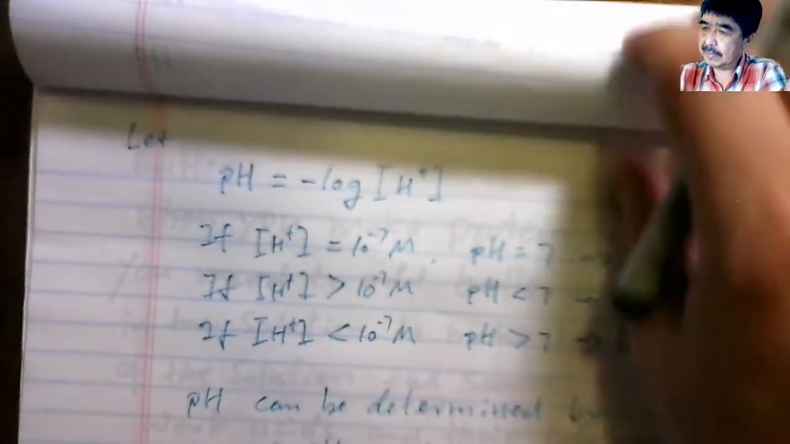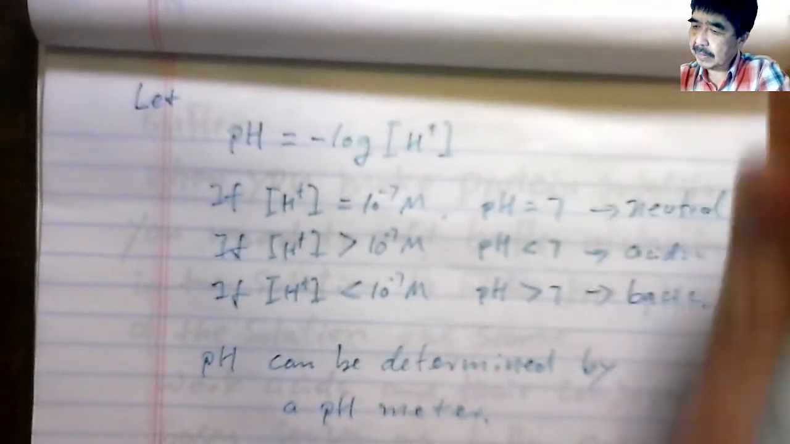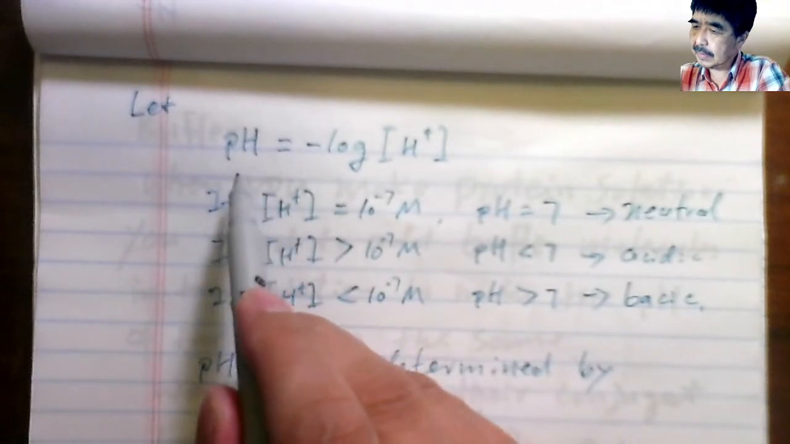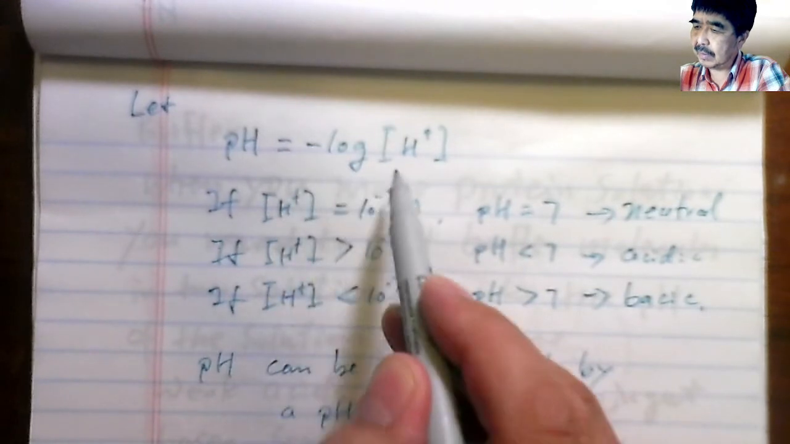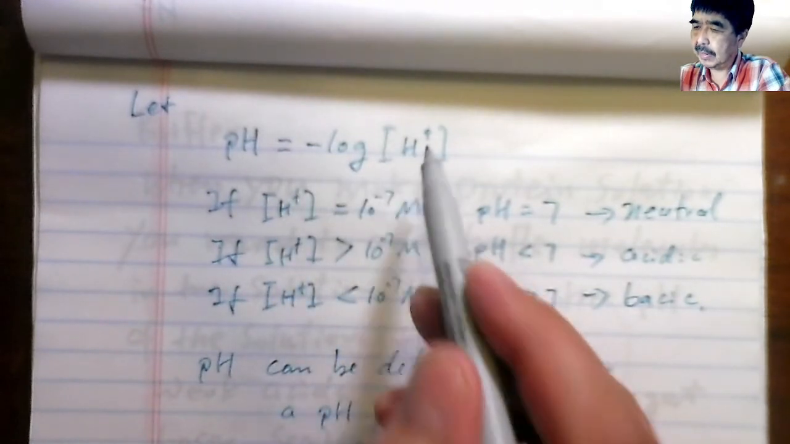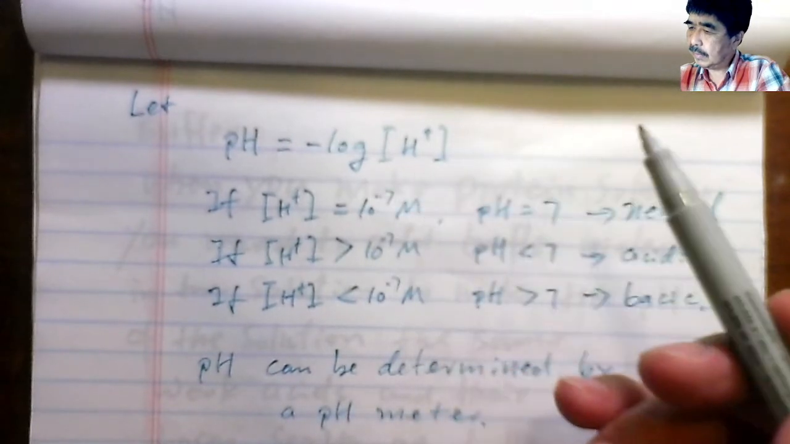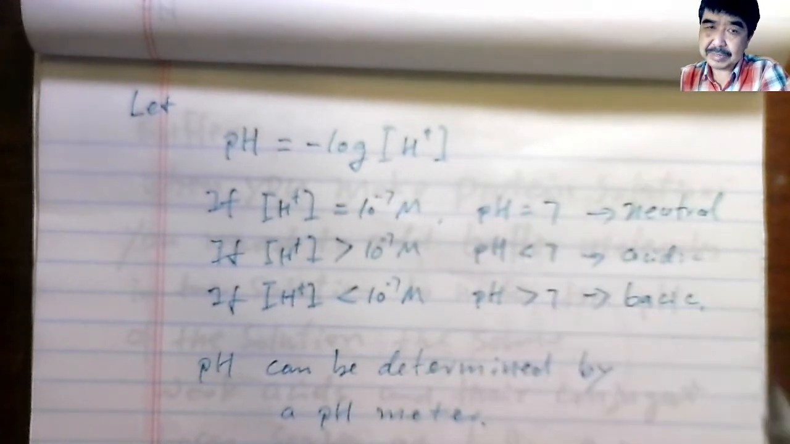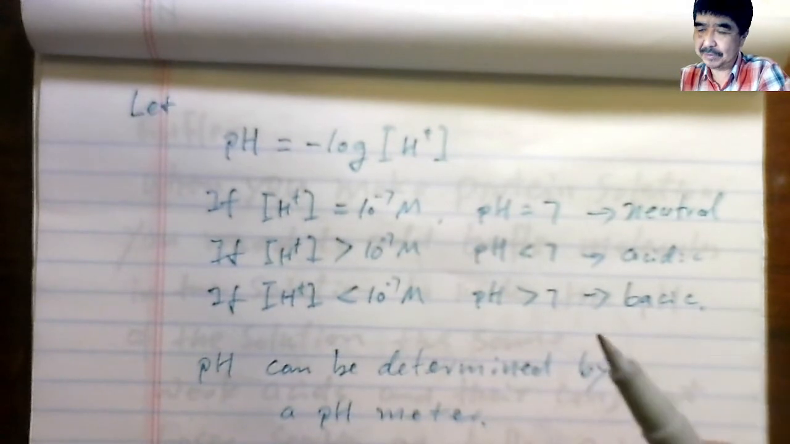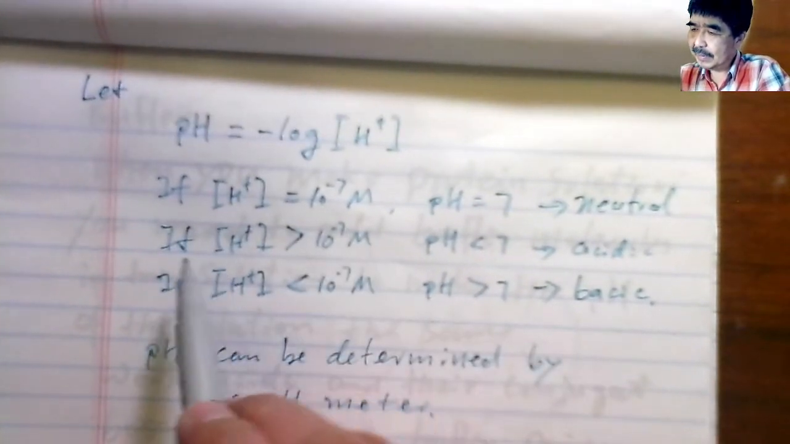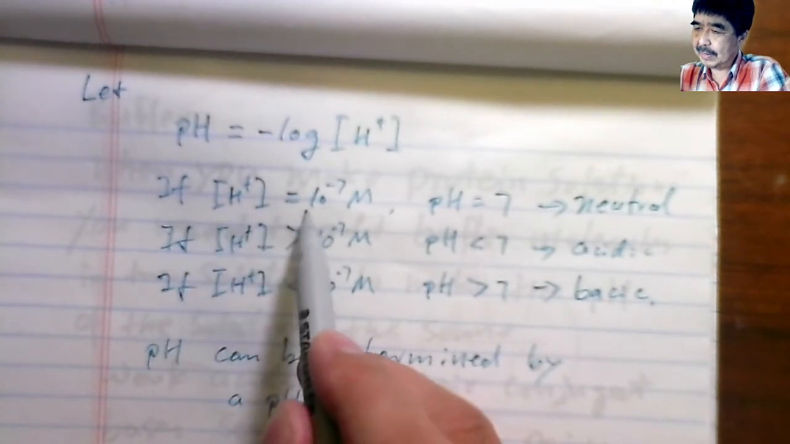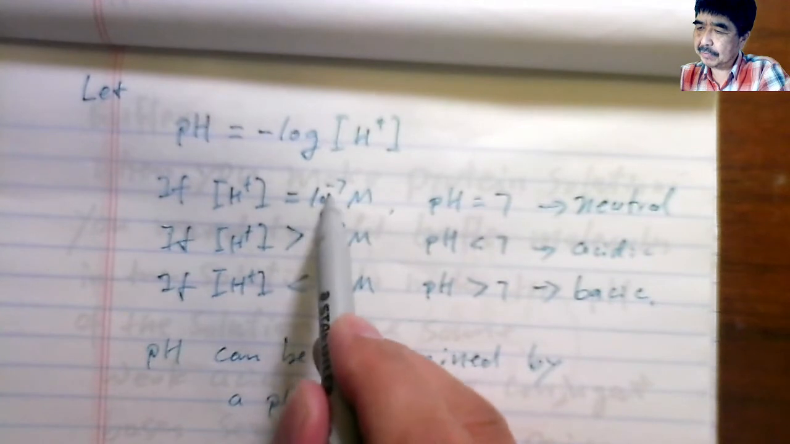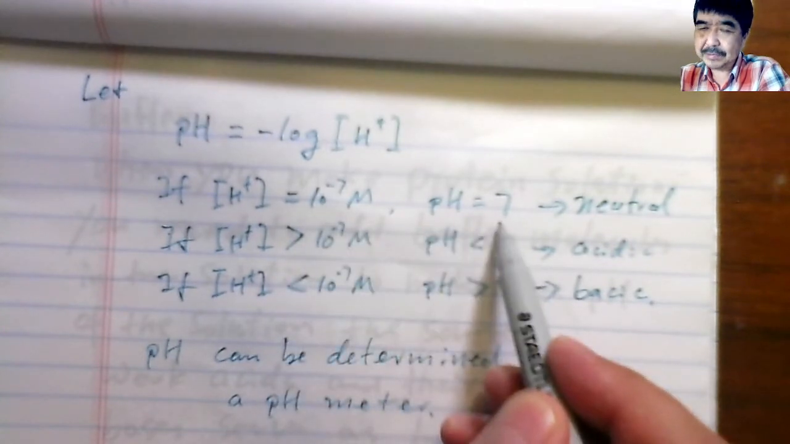Now let's take a look at the pH. Let pH equal minus log proton concentration. Then we got a small number, so it's easier to manage. In this case, if the proton concentration equals 10 to the minus 7 molar, the pH equals 7.